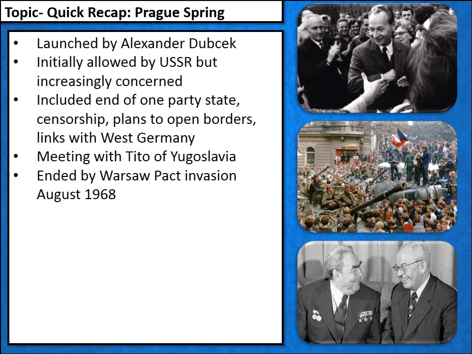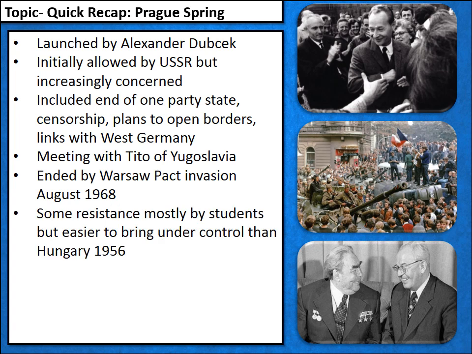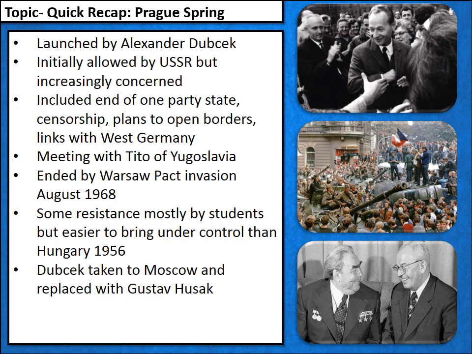So as a result, there was an invasion of Czechoslovakia by Warsaw Pact countries, led by the Soviet Union, in August of 1968. Now there was some resistance to this invasion, as you can see in the second image. This was mostly led by students. It didn't turn into a huge conflagration as Hungary had done in 1956, and the fighting was soon over.